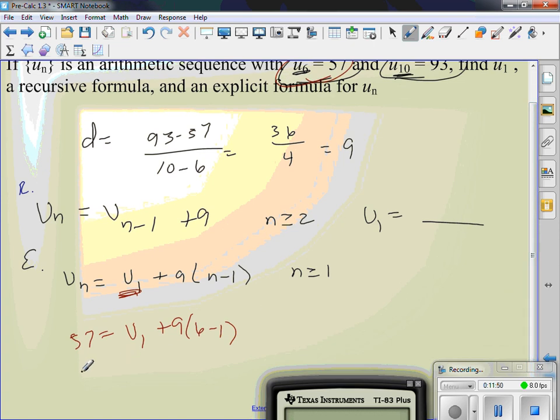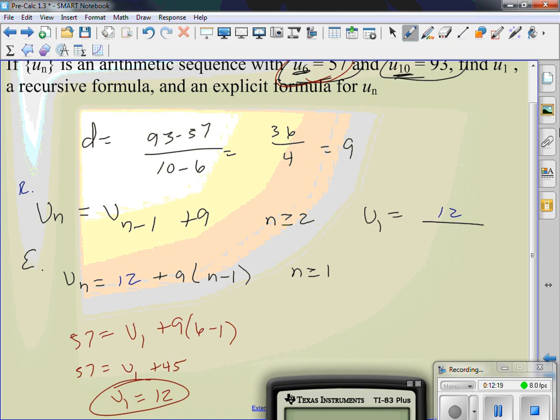All right, I'm going to go through and solve. 57 equals u sub 1 plus 9 times 6 minus 1, which is 5. 9 times 5 is 45. I subtract it over. U sub 1 is 12. That's a 12, and that's my 12. And there you go.